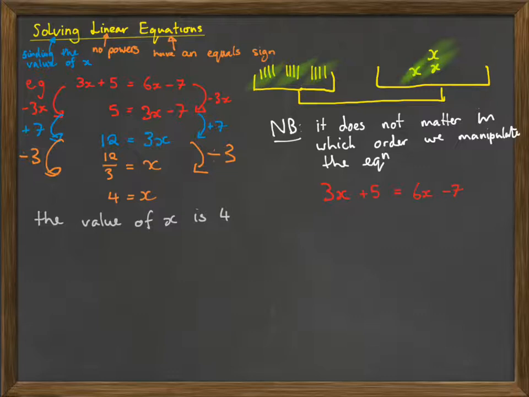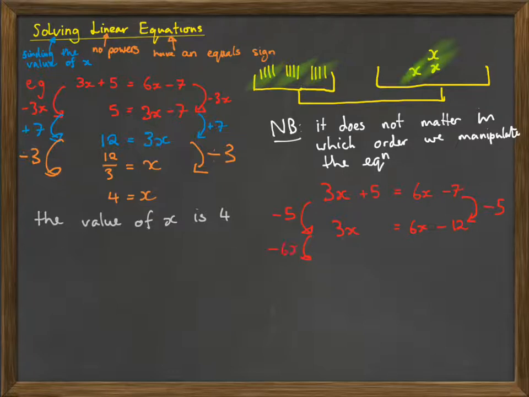So, to start with, instead of minusing 3x like I did in the first example, I'm going to take away 5 from both sides. When I take away 5 from the left-hand side, I'm left with 3x, and on the right-hand side, I'll be left with 6x minus 12. Okay, now I want to get x on its own. So I'm going to take away 6x from both sides.